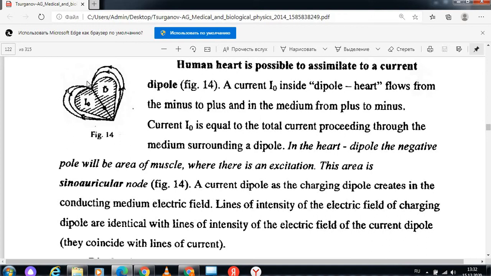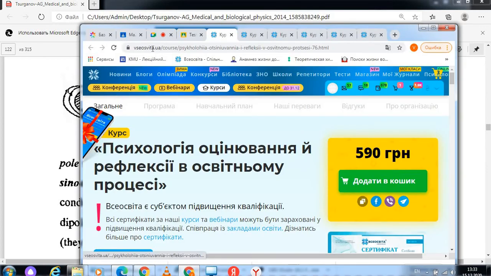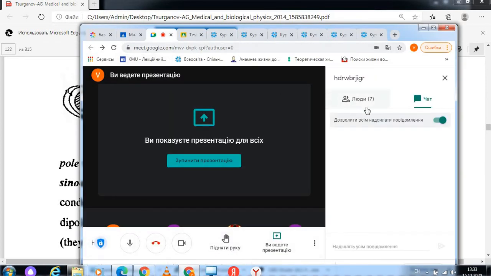A current dipole, like a charging dipole, creates an electric field in the conducting medium. Lines of intensity of the electric field of a charging dipole are identical with the lines of intensity of the electric field of the current dipole, so they coincide with the lines of the current. Don't forget about that.